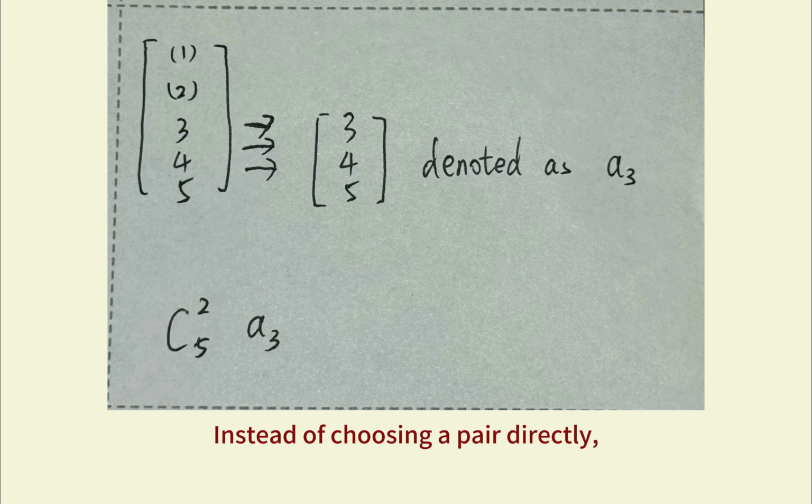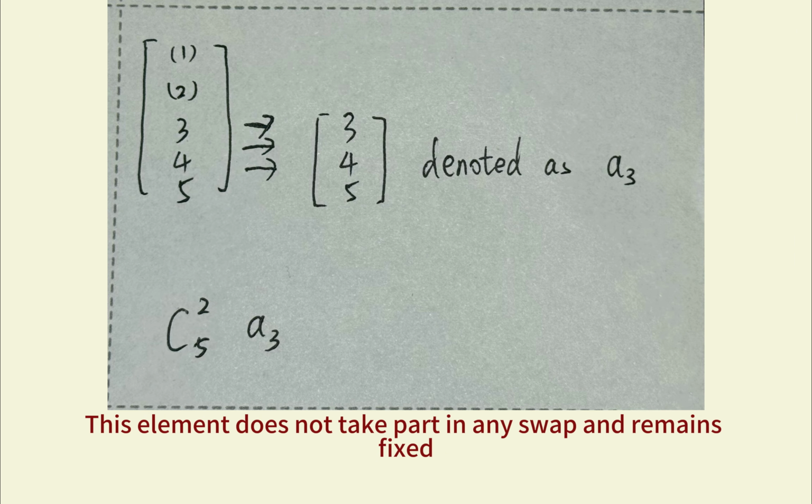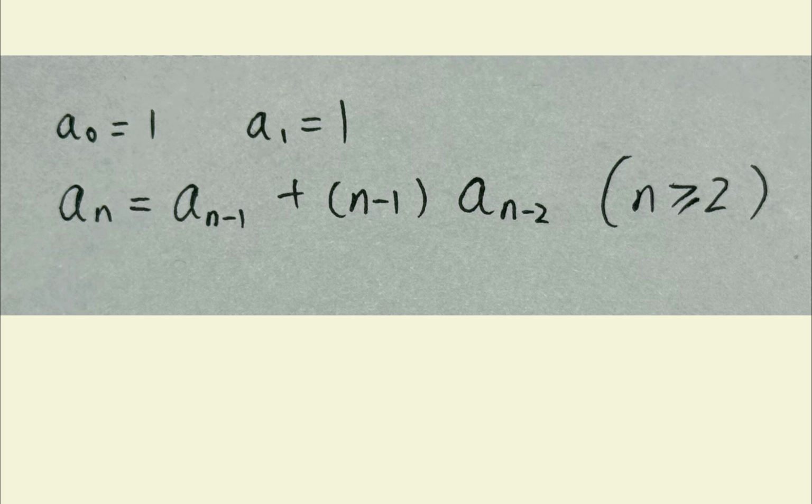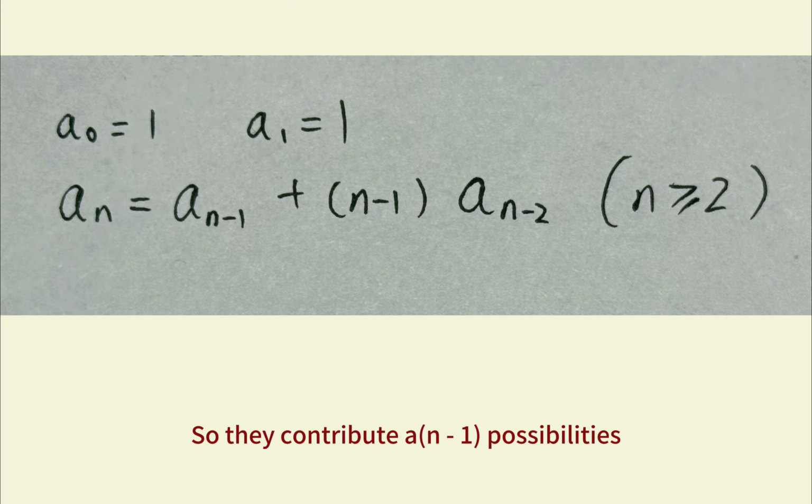Instead of choosing a pair directly, I first pick one element. I consider two possibilities for this element. First, this element does not take part in any swap and remains fixed. Then the remaining n-1 elements form an (n-1) by (n-1) problem, so they contribute A(n-1) possibilities.